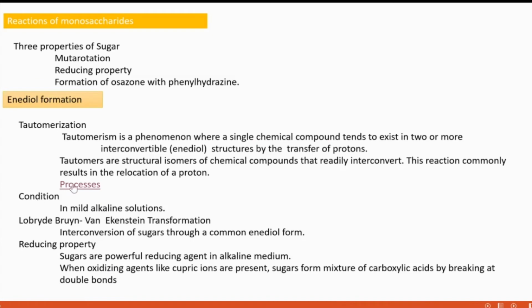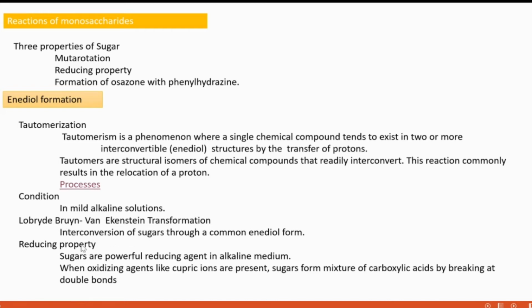What is the condition for causing this tautomerization? The tautomerization happens in mild alkaline solutions. That solution should be mild alkaline. Then only this tautomerization happens, resulting in the interconversion of one glucose to its isomeric form. And that interconversion of sugars through an enediol form is called the Lobry de Bruyn-van Ekenstein transformation. Okay, what is that? It is the process of interconversion of sugar. Sugar is interconverting to its isomer through an enediol form.